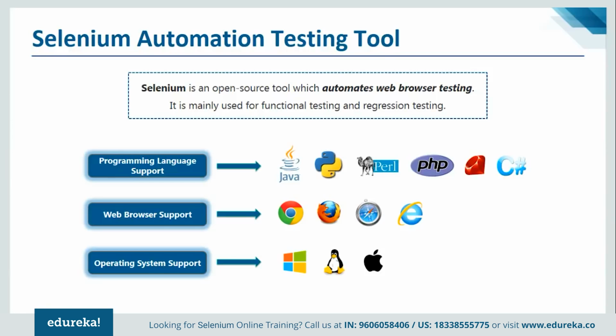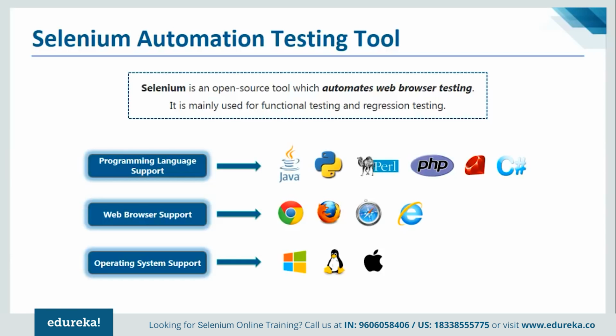But is that the only reason? Definitely not. There are other factors also, especially the feature set that you can see here. The programming languages that Selenium supports compared to other tools, the web browsers that the Selenium scripts can be run on, and of course the operating systems on which the tests can be performed. Let me start by talking about the programming languages. First of all, Selenium scripts can be written in any of the languages of Java, or Python, or Perl, PHP, Ruby, or C#.